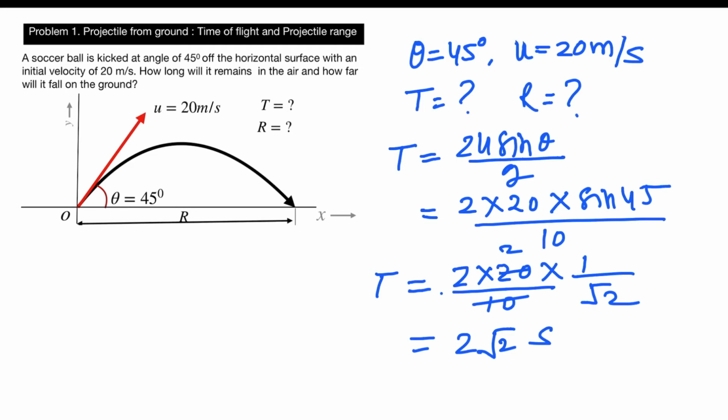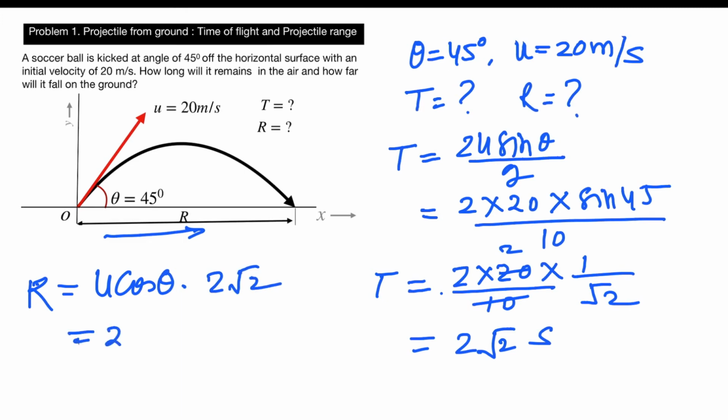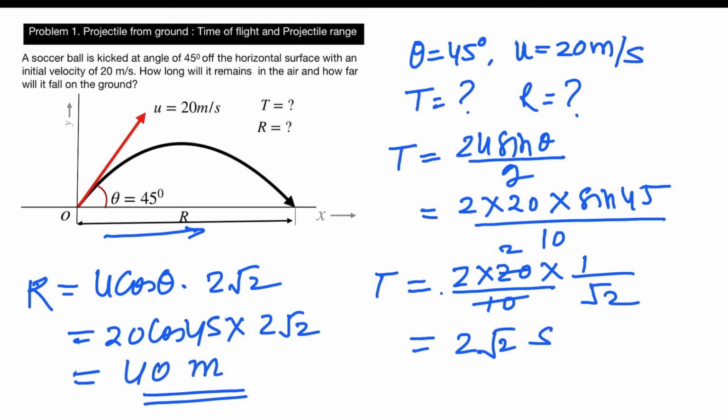So during this time it will travel horizontally. So the range of the soccer ball is given by the constant velocity in the horizontal direction, which is u cos theta, multiplied by this time period or time of the flight, which is 2 root 2. Here u is 20, cos 45 multiplied by 2 root 2, and cos 45 is 1 by root 2. That means this becomes 40 meter. So the range of the soccer ball will be 40 meter, or the ball will fall at 40 meter distance from its initial point.